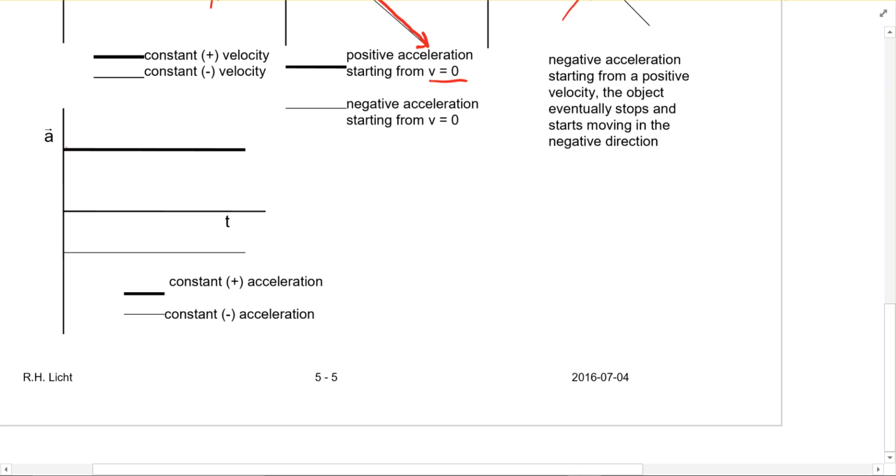Acceleration, if it's a straight line above the axis, it's going to be a positive acceleration. If it's a line below, it's going to be a negative acceleration. And positive acceleration doesn't mean speeding up, and negative acceleration doesn't mean slowing down. It can mean that, but we're going to talk more about that before.